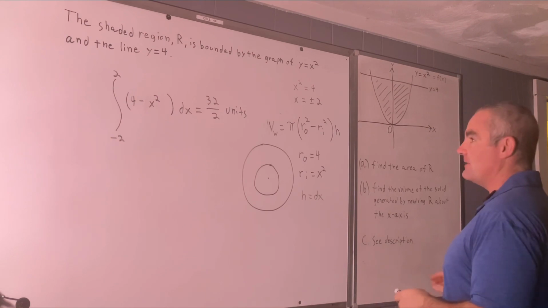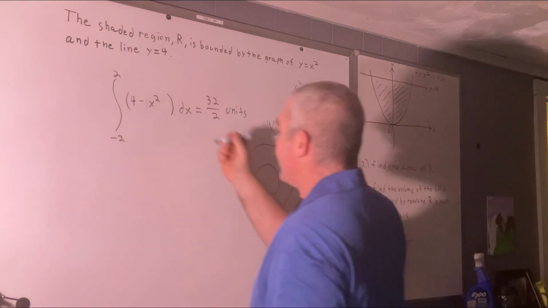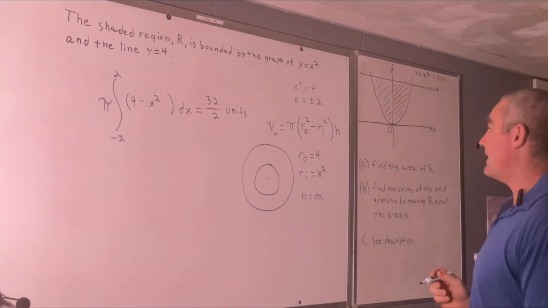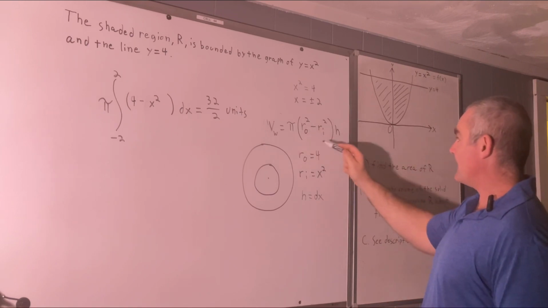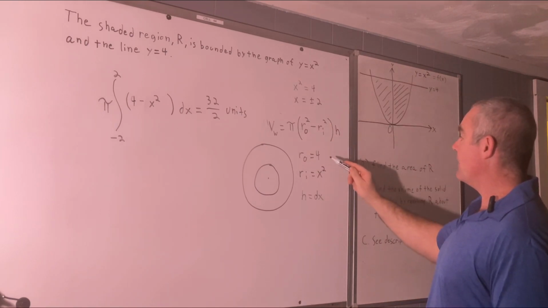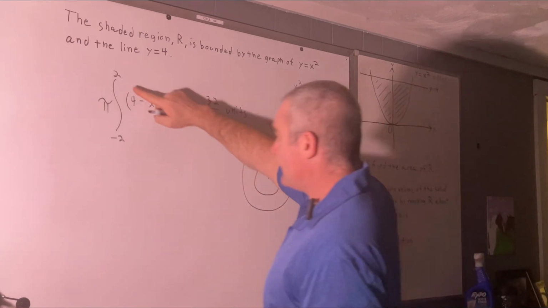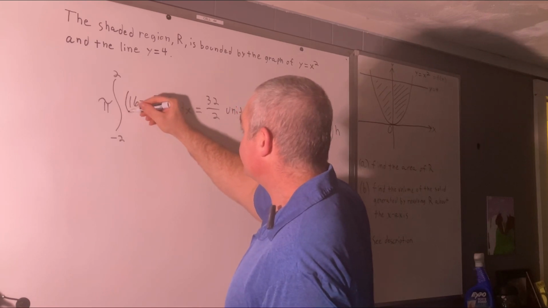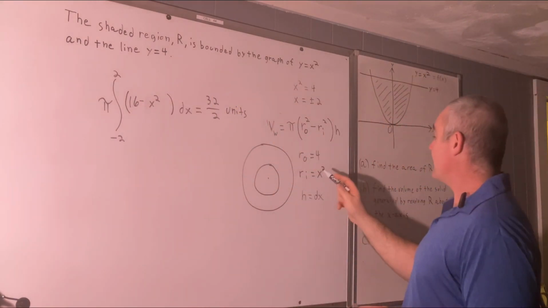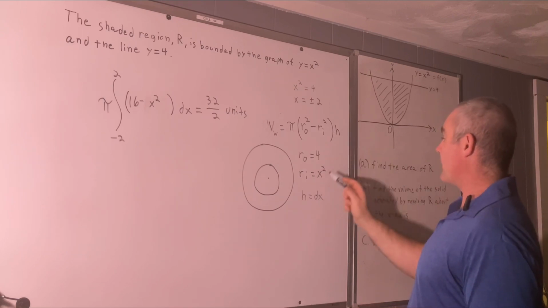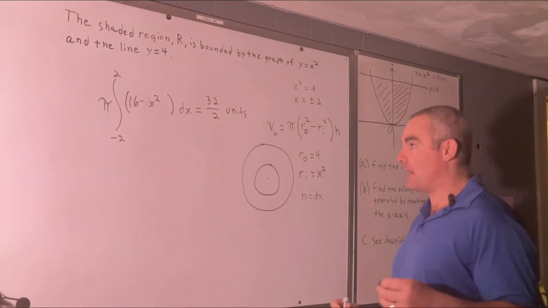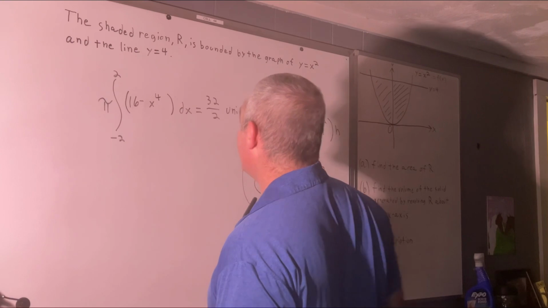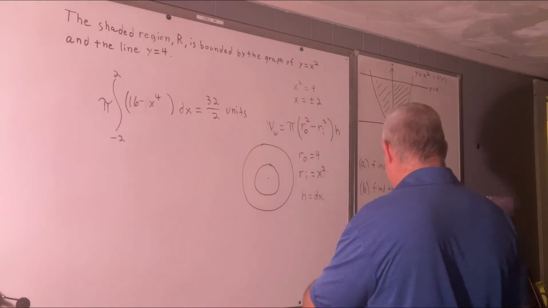Well, it's definitely going to have a factor of pi, so we'll just bring that pi right outside the entire integral. I hope you're all comfortable with that. And then we have our outer radius squared. Our outer radius is 4. Squaring that will give us 16. Minus our inner radius squared. Our inner radius is x squared. X squared squared is x to the 4th. Times our height, we already have it, that's dx.